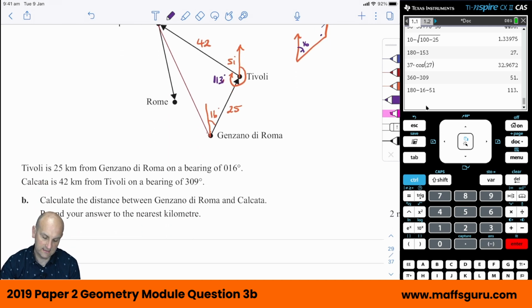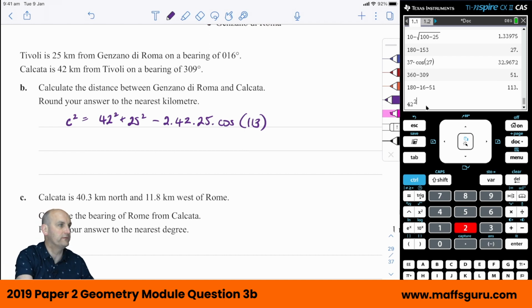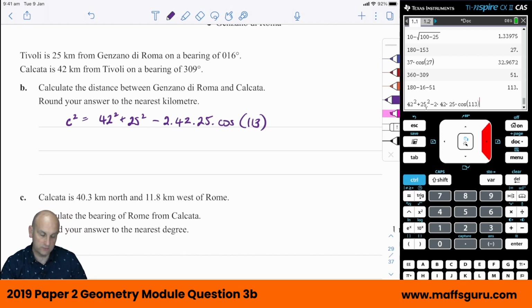And that tells me that, let's say, c squared is equal to, so I'm going to call this side c, 42 squared plus 25 squared minus 2 times 42 times 25 times the cosine of the included angle. All right, so having written that down, I'm going to move my diagram off for a moment, just give myself some screen real estate, and hopefully you can actually see over my big fat head. So 42 squared plus 25 squared minus 2 times 42 times 25 times the cosine of 113 degrees. Just check that to make sure I get it right. 42, 25, 2, 42, 25, cosine of 113 degrees.